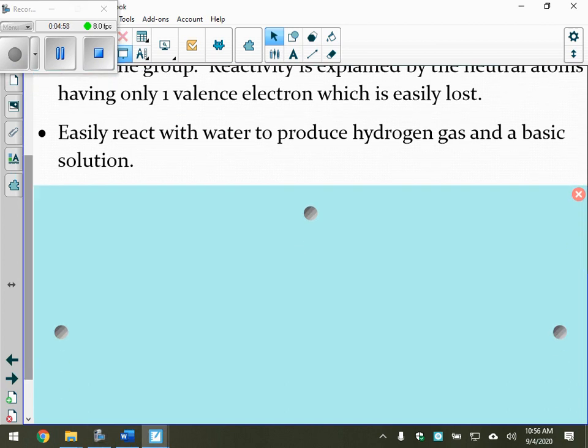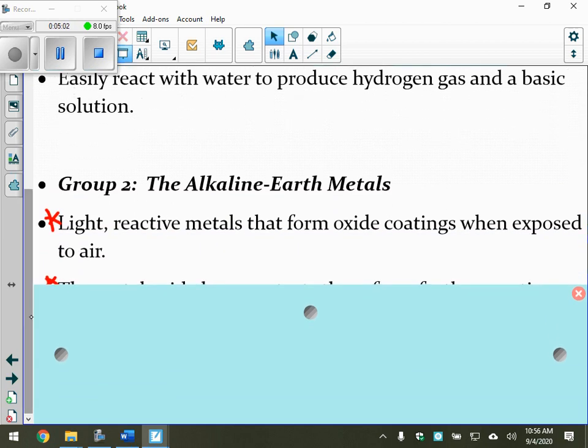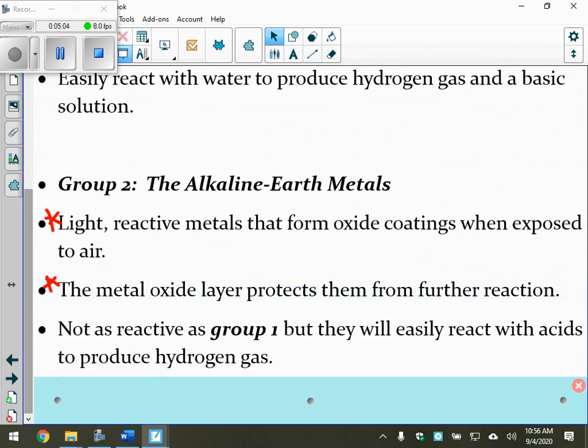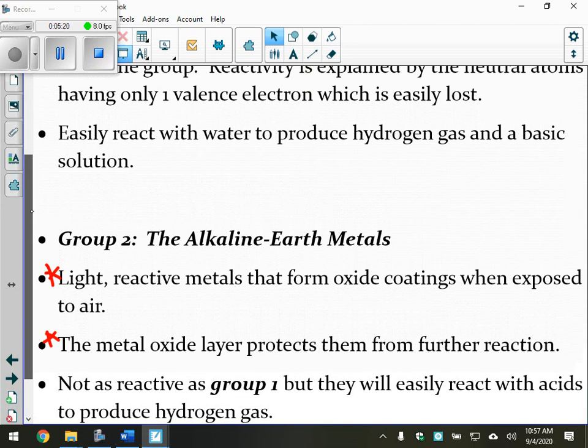Next, group 2. I think you have to fill in these things here and, of course, the name as well. So group 2, remember now, a little bit different wording here: alkaline earth metals. So we've got to put the ion on there and the earth metals.